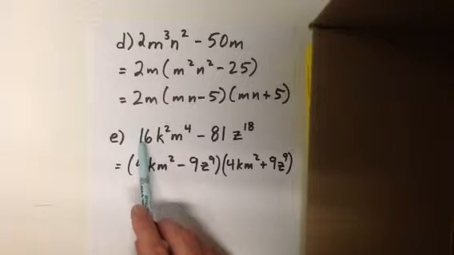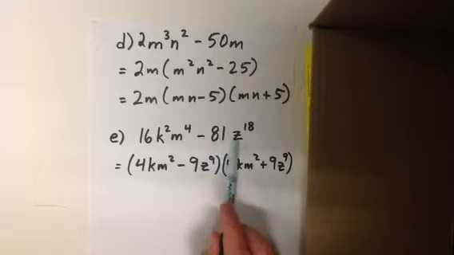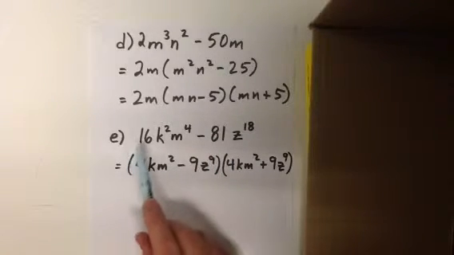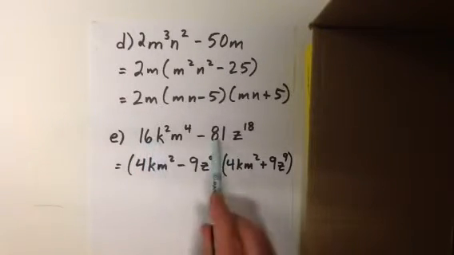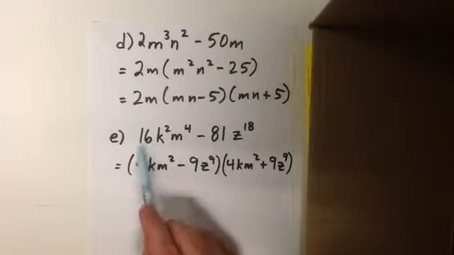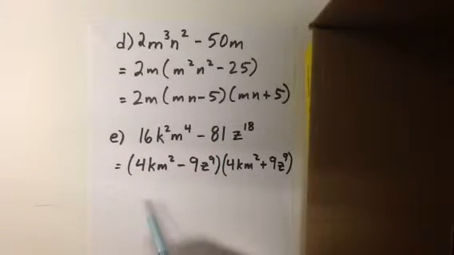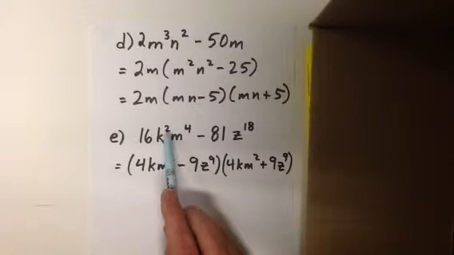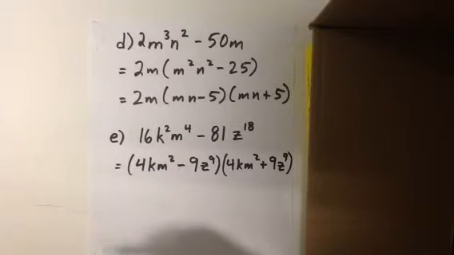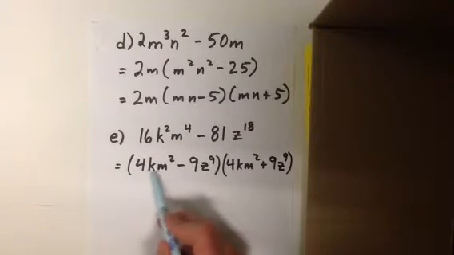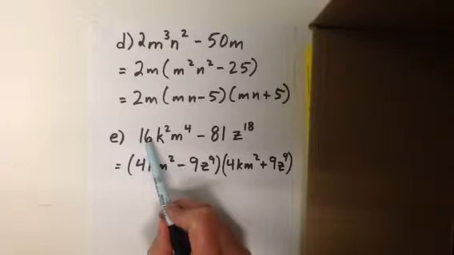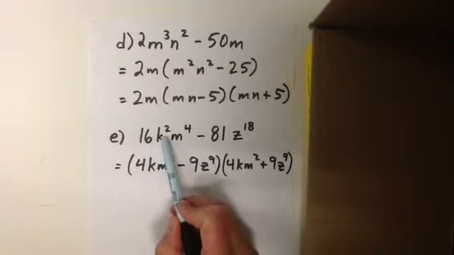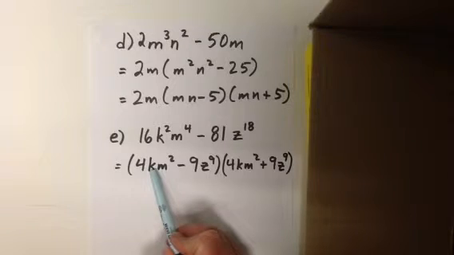And finally, we get to this question here. Looks a little crazy. 16k squared m to the 4 minus 81z to the 18. Well, we see that our two coefficients are both perfect squares. The square root of 16 is 4 and the square root of 81 is 9. And all our exponents are even, so we can divide them by 2 as a way of figuring out what goes in the factors. So the square root of 16 is 4. k squared can become a k as the first factor in the difference of squares.